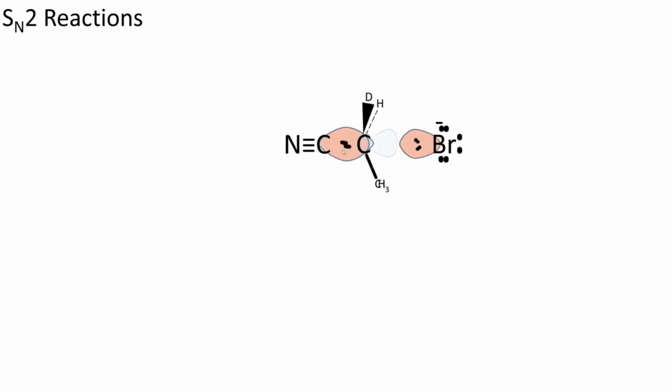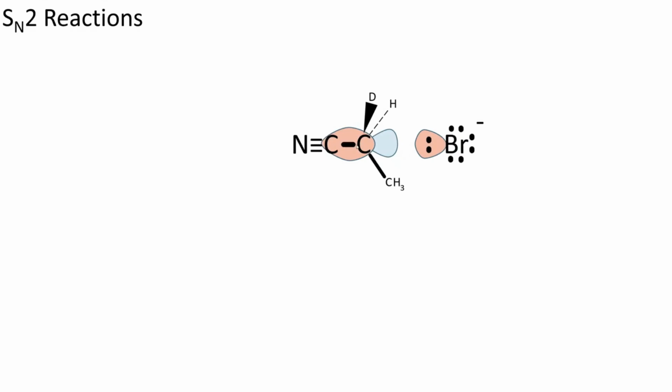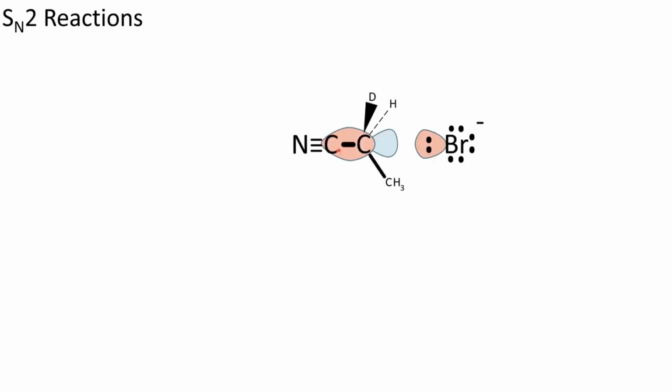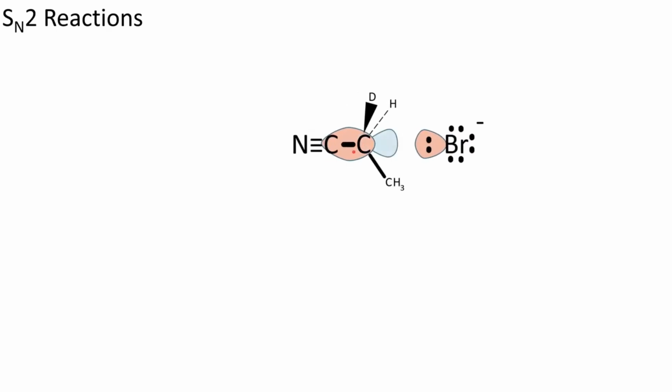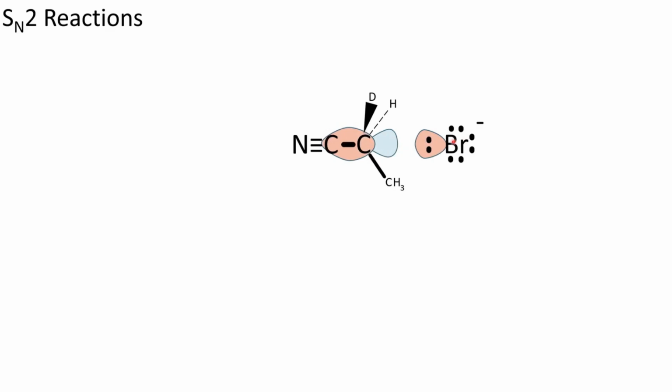I could watch this all day long. This is so cool. What happens? Okay, the lone pair of electrons in the cyanide anion become the new sigma bonding electrons in the carbon-carbon bond. The lone pair orbital on cyanide becomes the sigma bonding orbital. The bonding electrons between carbon and bromine become the lone pair of electrons on bromide.